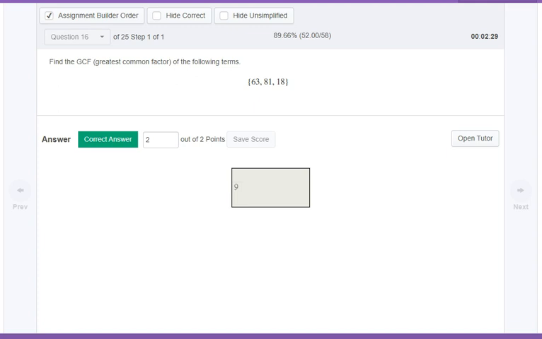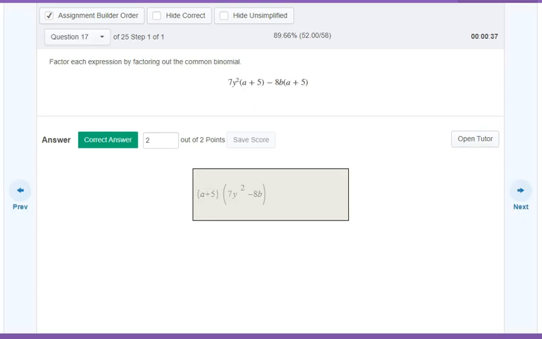All right, let's go on here. Now, again, I see folks getting this incorrect because they're not reading the instructions properly. It says factor each expression by factoring out the common binomial. All right, there's your common binomial. Well, we said when you have something like this, you put that in one parenthesis. That's your common binomial.